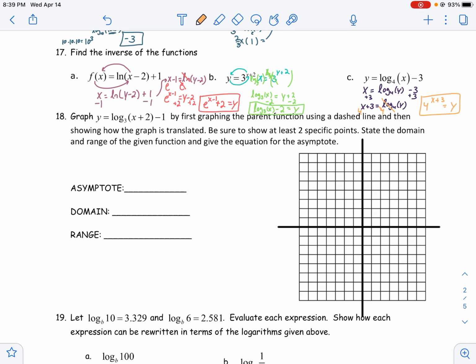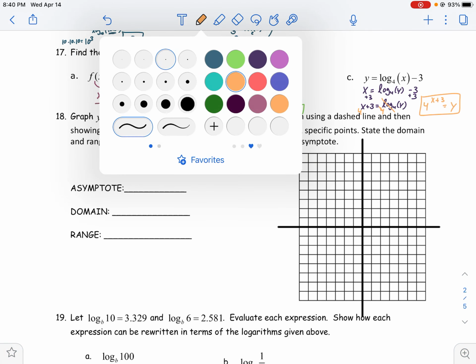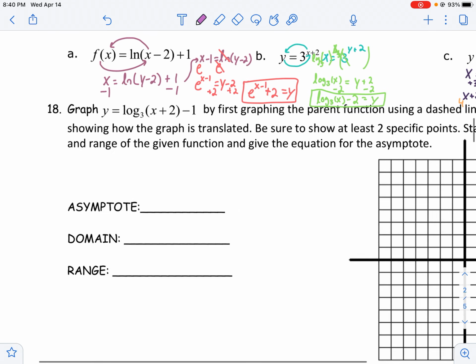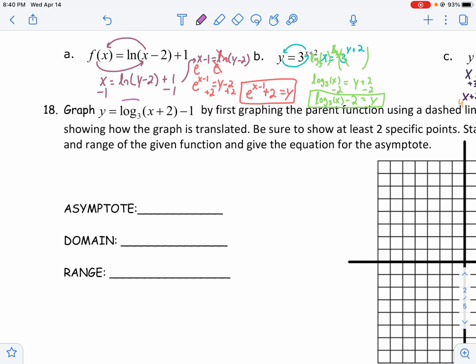Number 18 says graph that log function by first graphing the parent function. You don't need a dashed line. I'm good with just plotting the points of the parent function just to show me you know where it is. And then showing how the graph is translated. Be sure to show at least 2 specific points, state the domain and range, and give the equation for the asymptote. So this function is a log function that we're graphing.